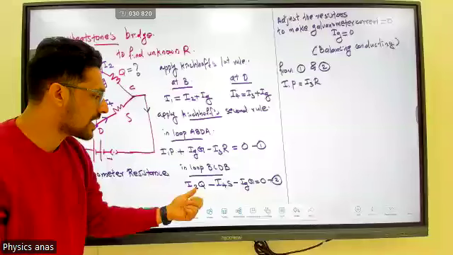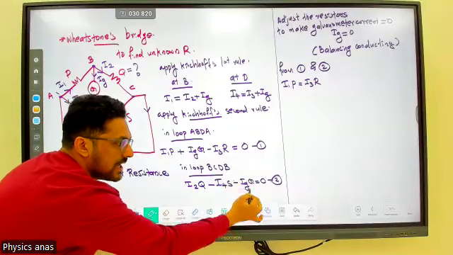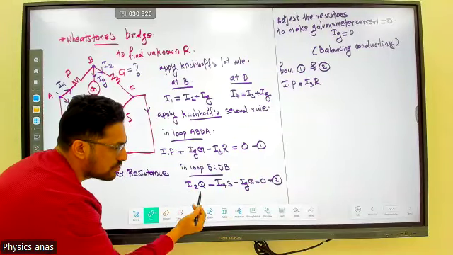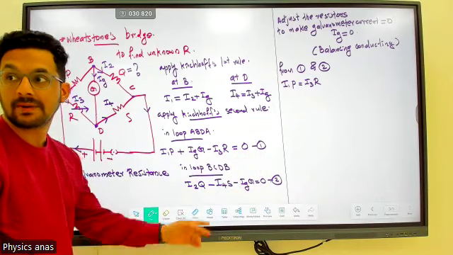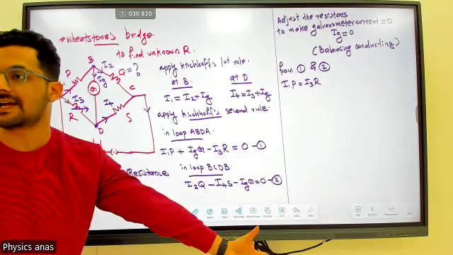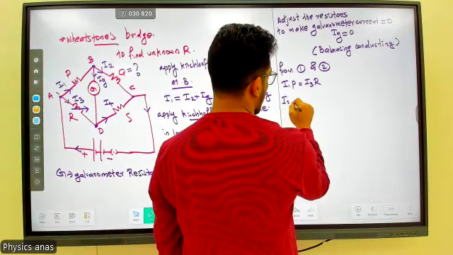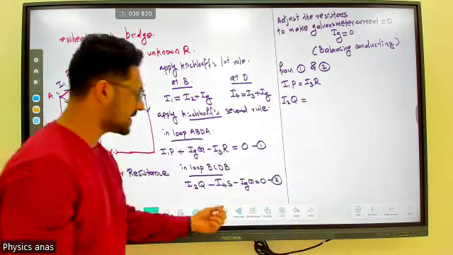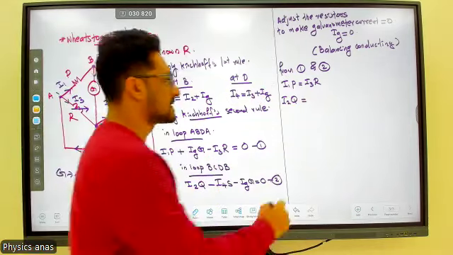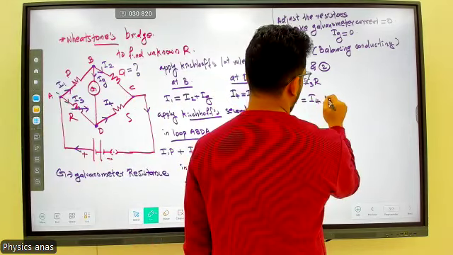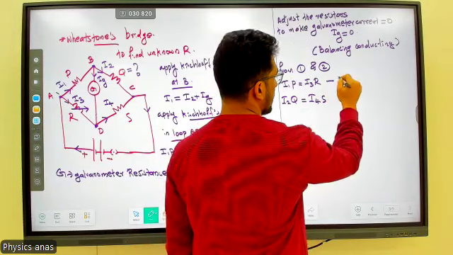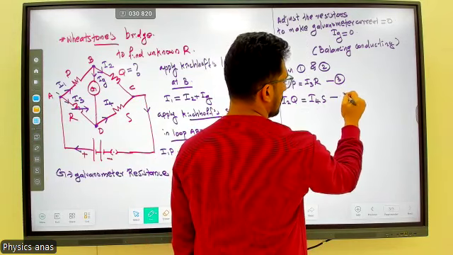From the second equation, Ig is gone, it's 0. So I2Q minus I4S, coming to the other side, plus I4S. So I2Q is equal to I4S. That's my equation number 3 and 4.